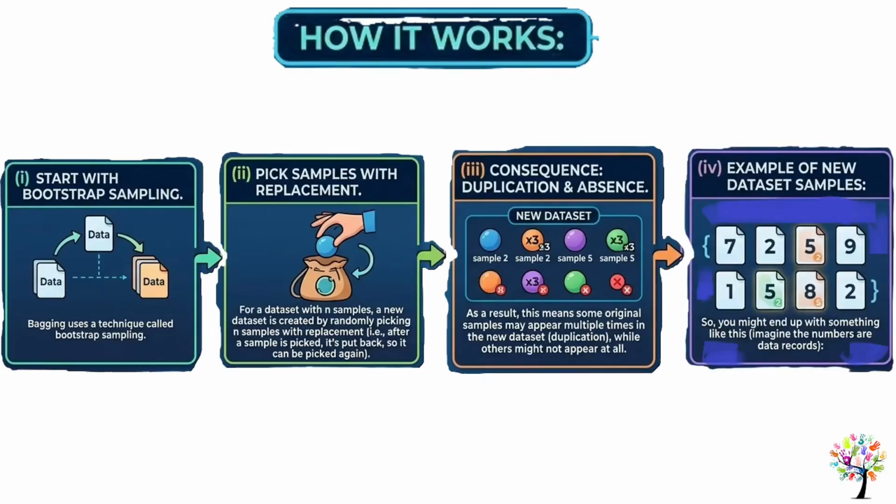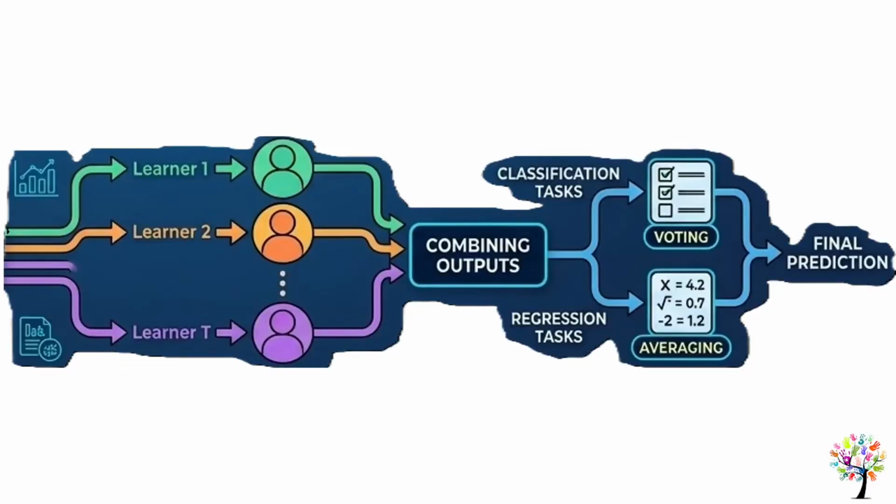So look at this example. You'll see in this example, records 2 and 5 were included twice in our sample dataset, which we can see is a duplication of sorts. So this process is repeated T number of times to create T different training datasets, and a base learner is trained on each one.